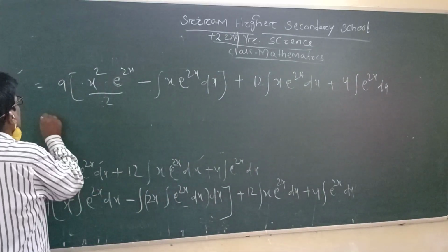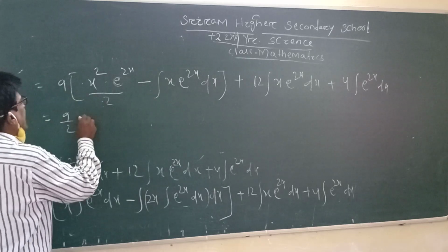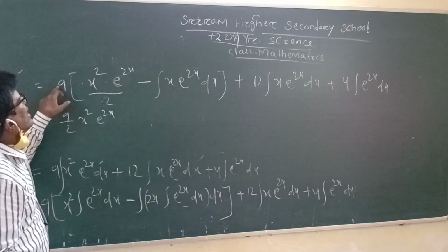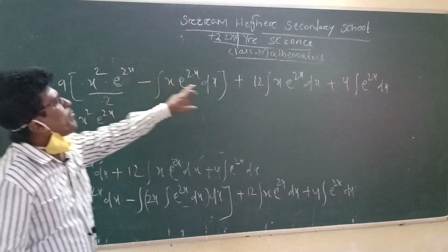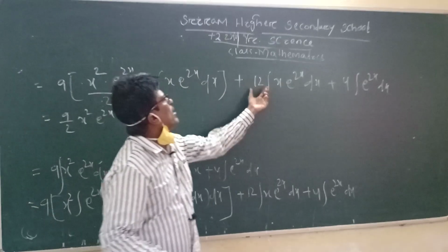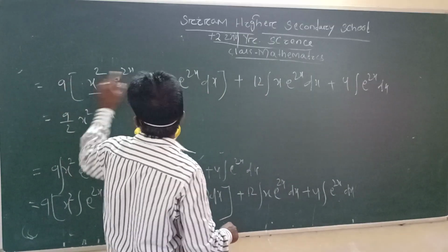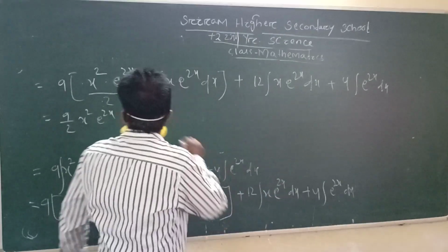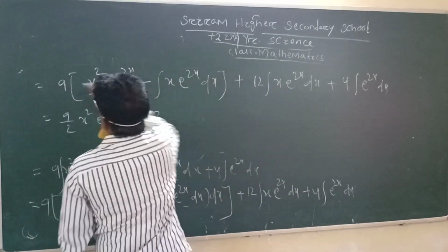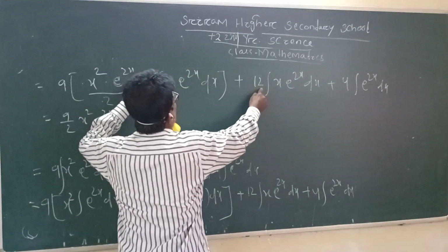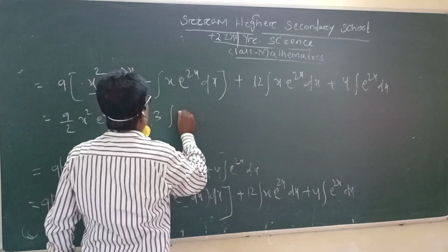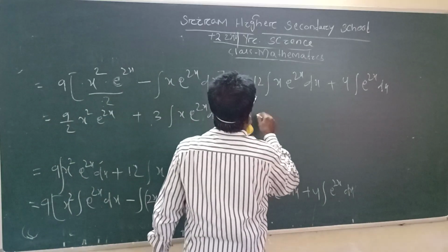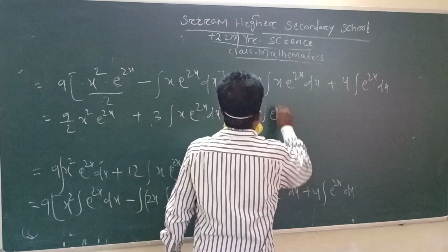that is 9 by 2 x square e to 2x. You multiply 9, minus 9 plus 12. Look, x e to 2x, you multiply 9 in this case. 9 integration of x e to 2x dx plus 12 x e to 2x is equal to, write that, 3. 12 minus 9 is equal to, because it is minus 9, it is plus 12. 12 minus 9 is equal to 3 x e to the 2x dx plus 4 e to the 2x dx.